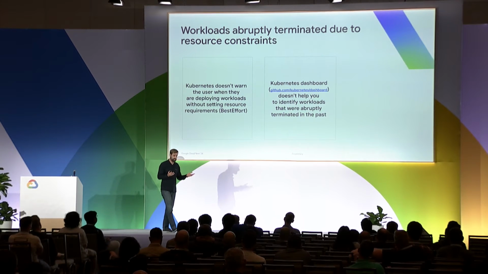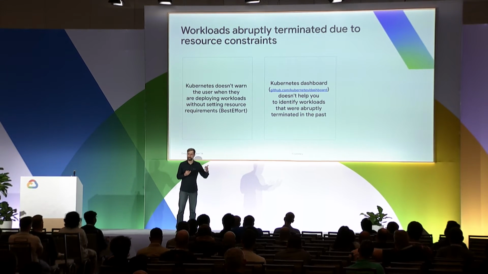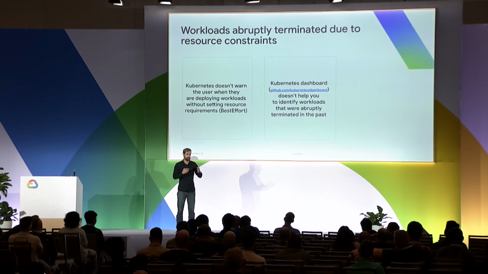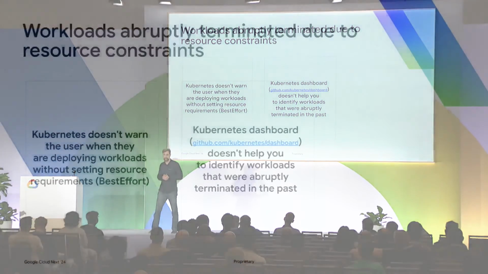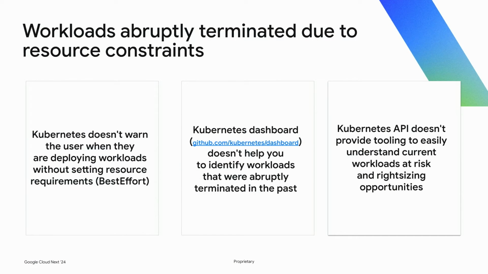Kubernetes also, as I mentioned before, doesn't look backward. There is no tooling to look backwards and see what has happened or what workloads are at risk right now. And also, Kubernetes by itself doesn't provide recommendations. So in the research, we realized that the main opportunity for cost optimization is to right-size the workloads. Kubernetes also doesn't provide that.